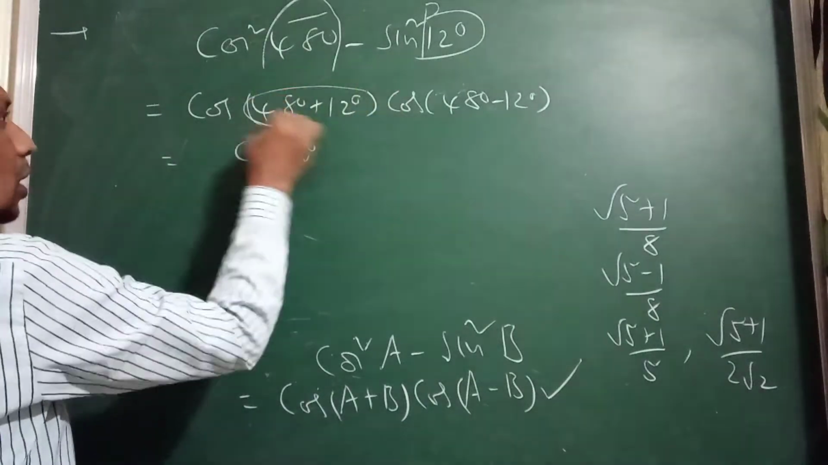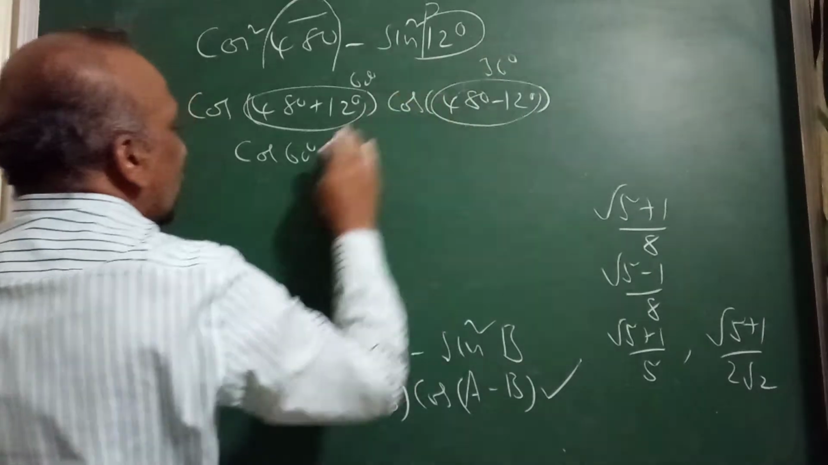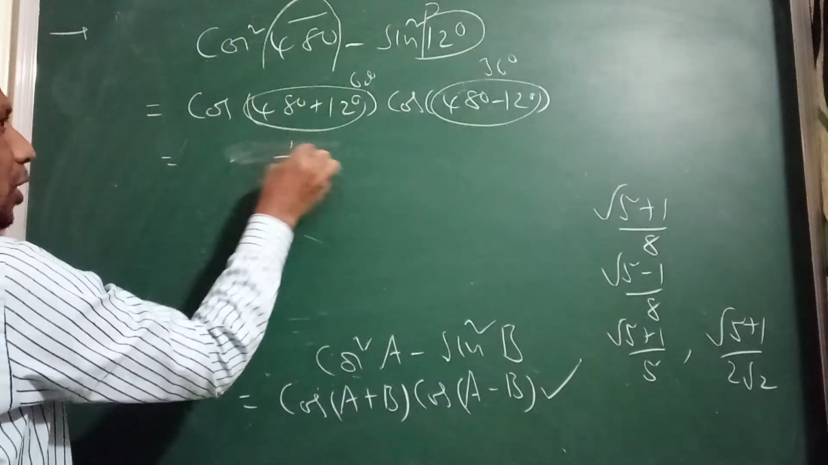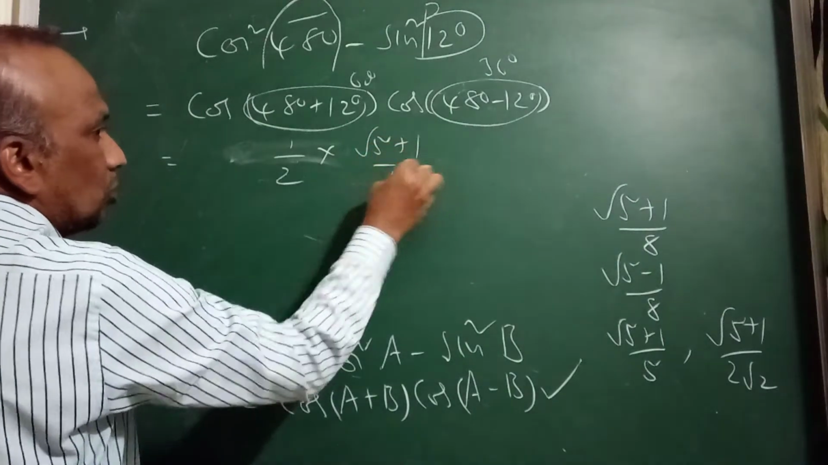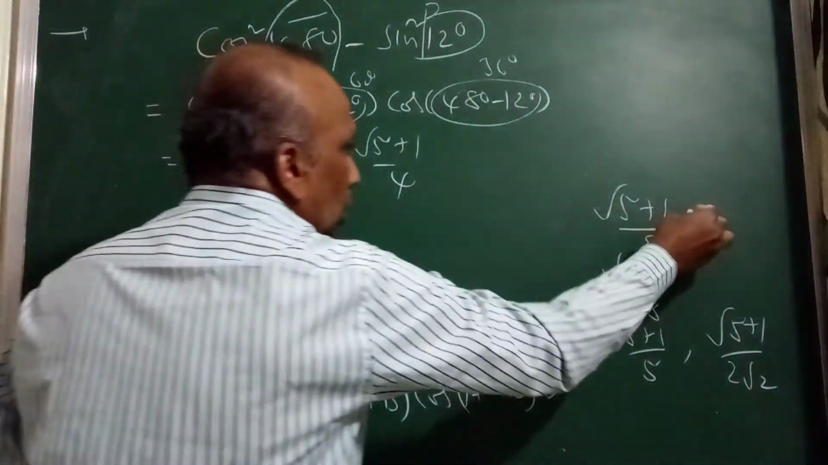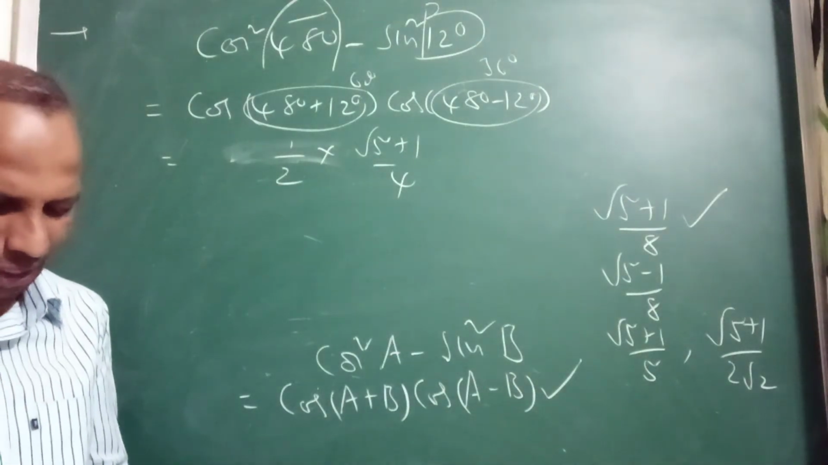So this will be cos 60 degrees, correct, and this will be cos 36 degrees. I can write cos 60 is 1 by 2. Cos 36 we can write as root 5 plus 1 by 4. So the answer is root 5 plus 1 by 8.